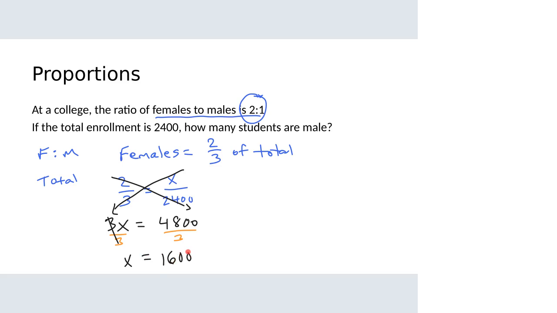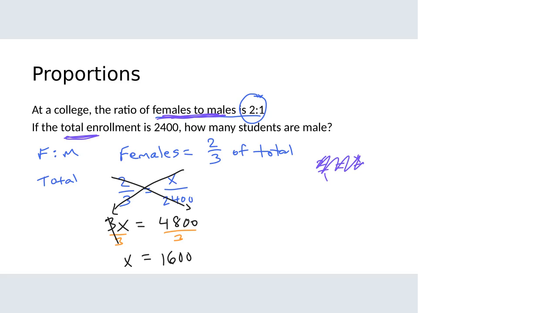Be a little bit careful here. Anytime you're taking a quiz or an exam, you always want to be sure to answer the question that's being asked. Here, what I did was I read the problem. I figured out, hey, wait a minute. This is females to males. This is total. So I'm not just going to do 2 over 1 equals what over 2,400. That's no good at all.